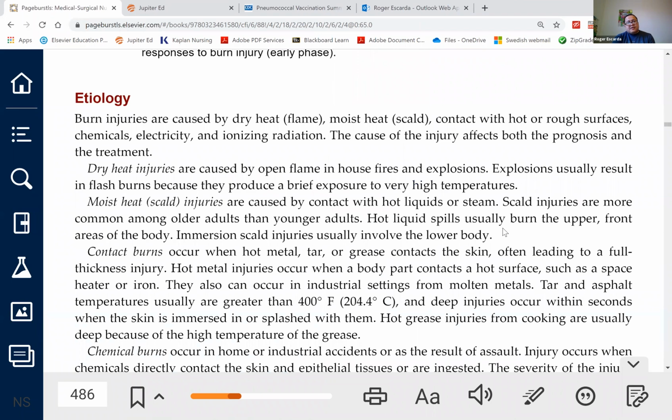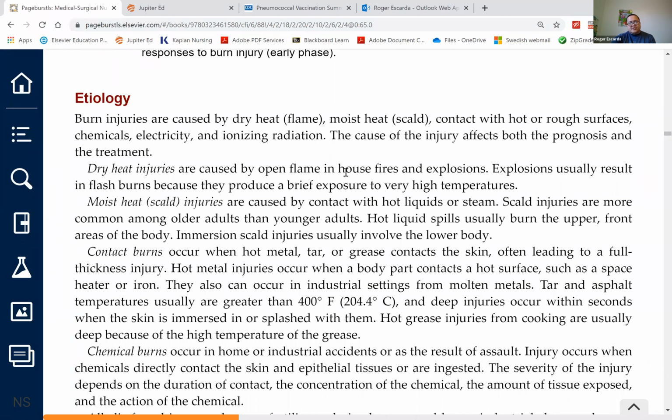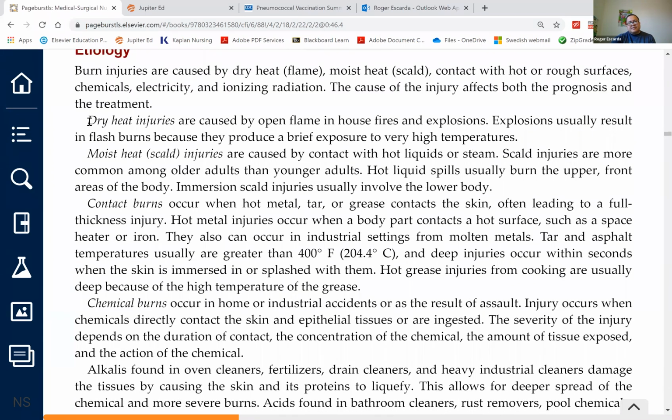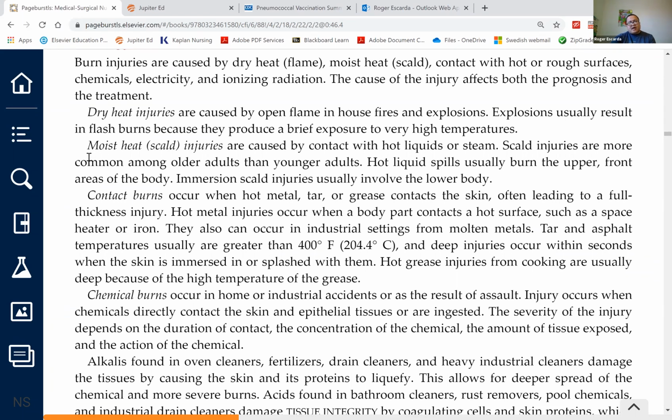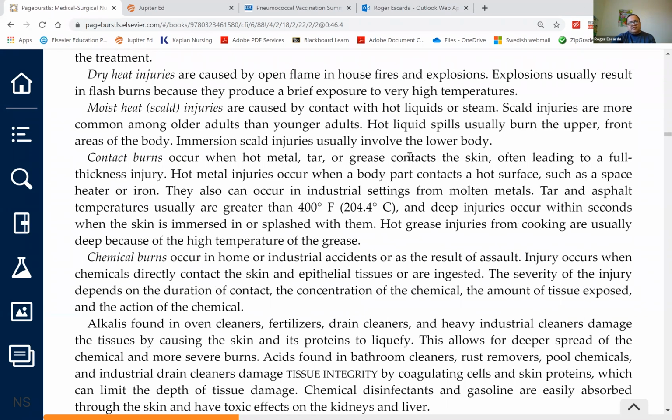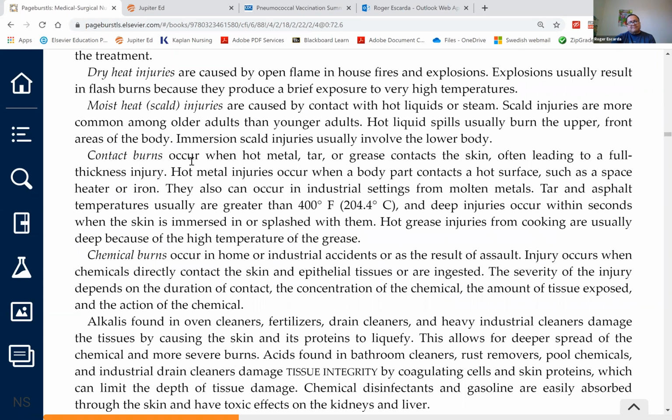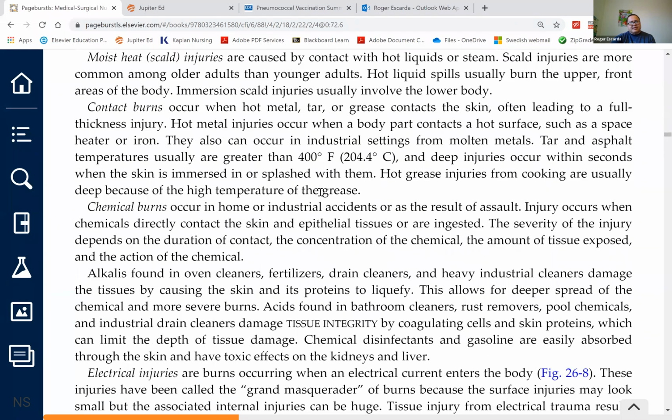Causes. So burns can be caused by heat. Heat can be dry or moist. We can also have chemical burns, electrical burns, and radiation burns. The most common cause, of course, is heat. The heat can either be dry, like a fire, or scalding hot liquids. Somebody throws boiling oil at you, or say accidents during Thanksgiving, for instance. Contact burns, touching hot surfaces, which is metal, tar, grease, or like from a motorcycle exhaust pipe, for instance. I remember my sister had a nasty burn from that.